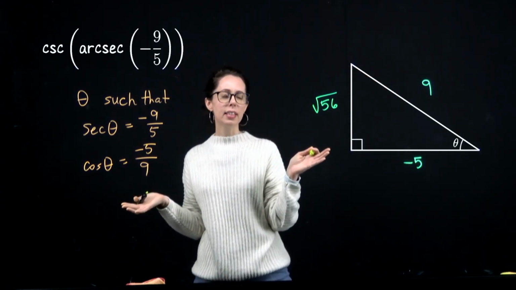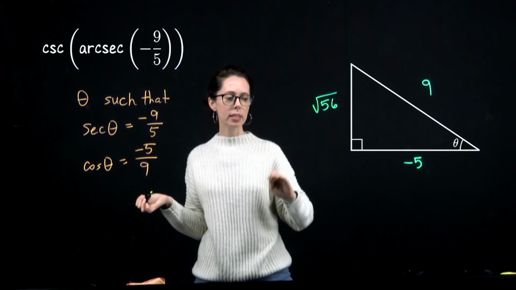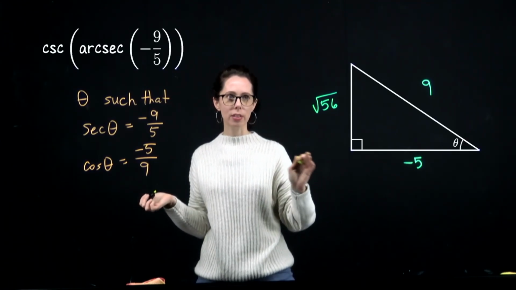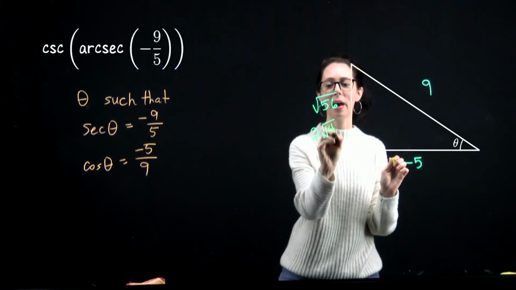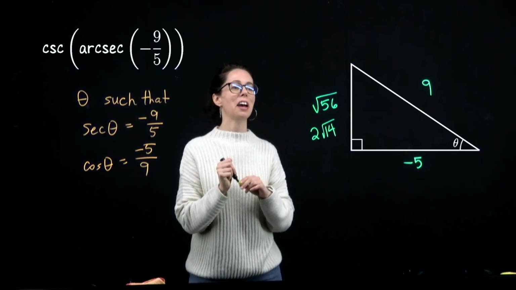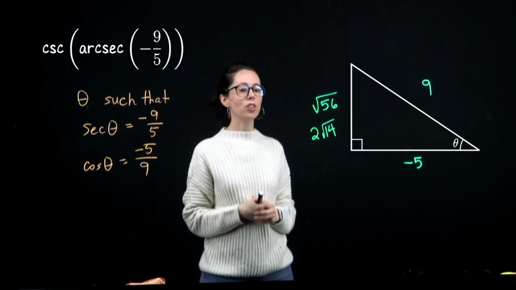That's fine. 56 is 7 times 8, or perhaps it's better to think of that as 14 times 4. So that's 2 square root of 14. Doing a lot of mental math here. I wouldn't have picked 9 if I had expected that. Okay, anyway, so that's the sides. That's the third side of this right triangle.